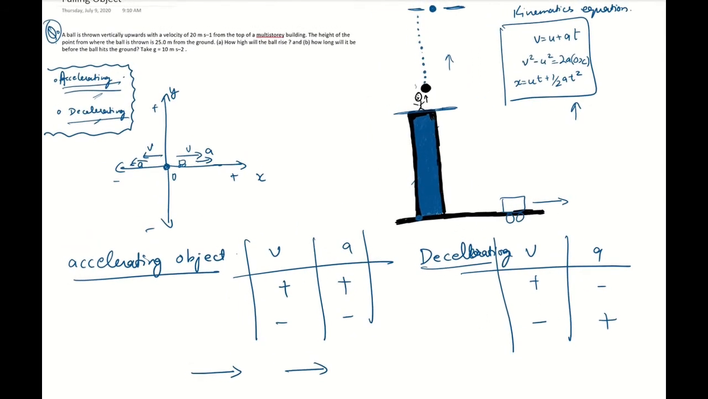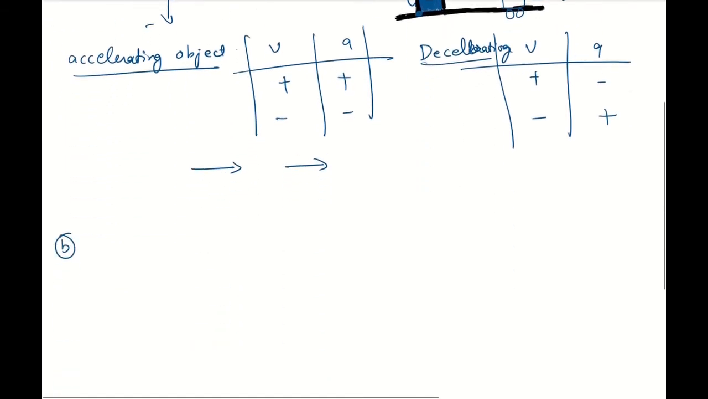A ball is thrown vertically upwards with a velocity of 20 meters per second from a multi-story building. The height of the point from where the ball is thrown is 25 meters from the ground, meaning the height of the building is 25 meters, right? So you have 25 meters height, and let's say there's a person standing over here. He's throwing the ball from that particular height. Question A is, how high will the ball rise? And how long will it be before the ball hits the ground, right? So there are two questions that we need to tackle.